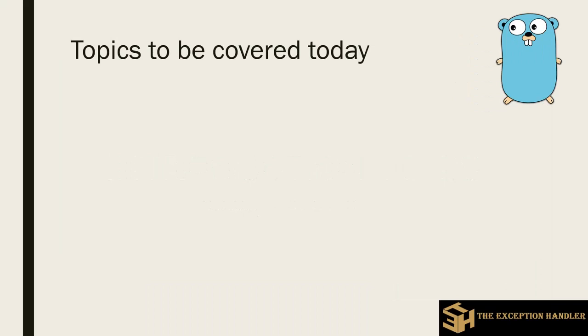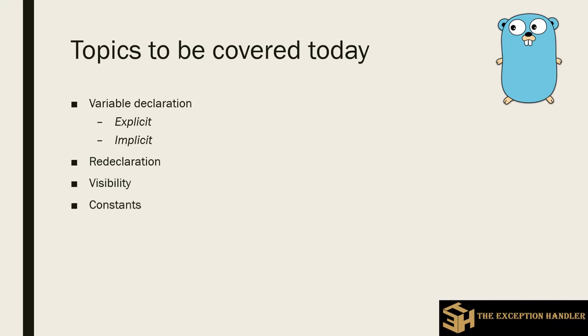So, the topics that I will be covering today are how to declare a variable by the two variable declaration methods, that is implicit and explicit, redeclaration of any variable on package level and scope level, visibility of variables, how to declare constants, and naming conventions that you need to follow while declaring a variable.